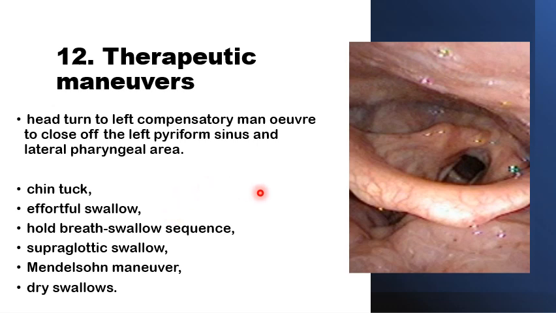For example, if there is a problem of pooling of bolus into one of the piriform fossae, this can be helped by turning the head of the patient during swallowing to the other side. This would obliterate the piriform fossa on the other side here and prevent the accumulation of the bolus in there and the potential spillover into the larynx.